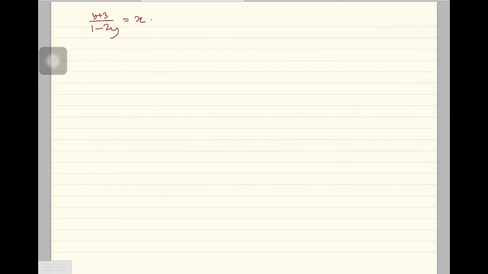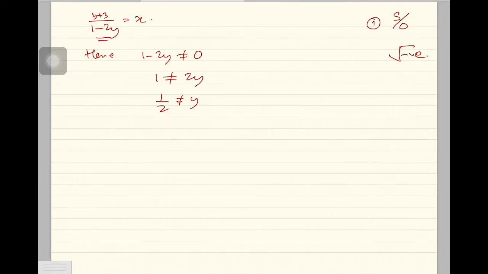Here again I clearly see 1 - 2y should not be equal to 0, isn't it? That gives me 1 should not be equal to 2y, so 1/2 should not be equal to y. So again here as well, y should not be equal to 1/2. Is there any other situation wherein y can become undefined? Absolutely not, because there were only two such cases: a negative number inside a square root or a 0 in the denominator. So we take the first condition: 1 - 2y can become 0 when y equals 1/2. That's why we omitted y = 1/2.